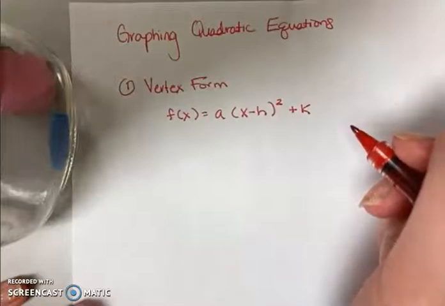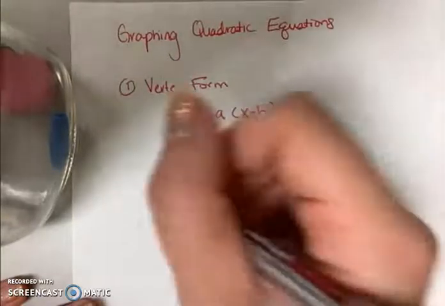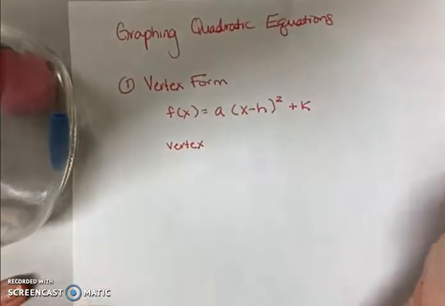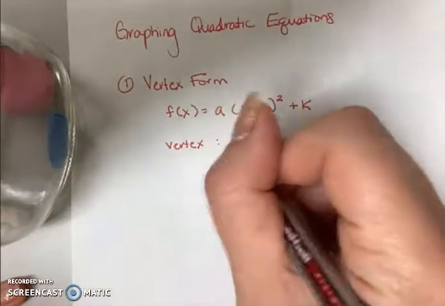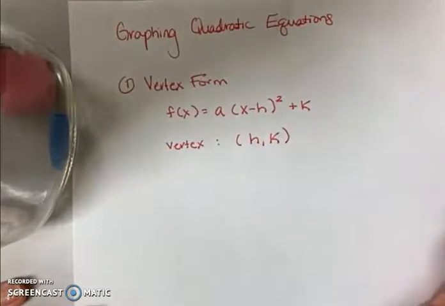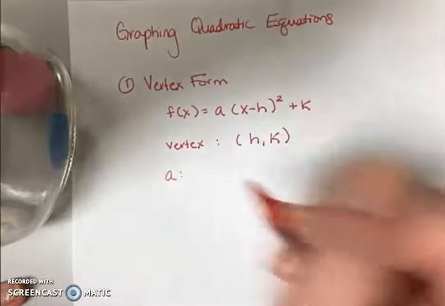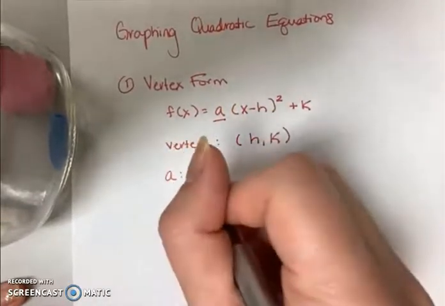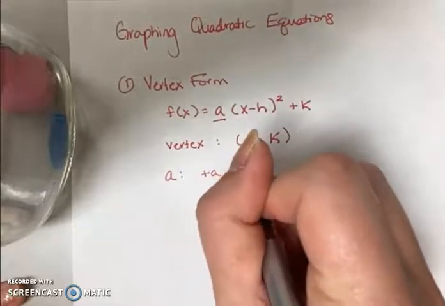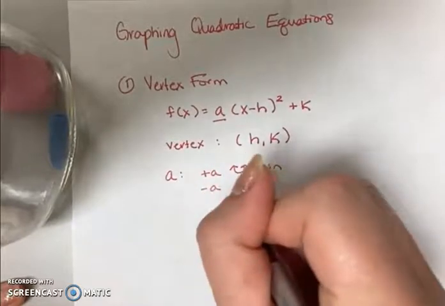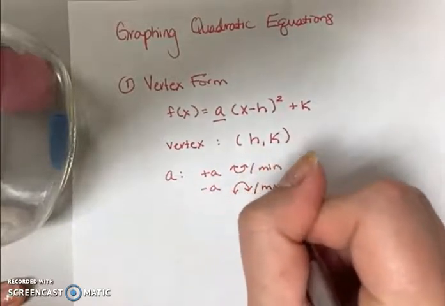It's called vertex form because we can easily identify the vertex given the equation. The vertex has the coordinates (h, k). Also, we're able to determine some information using the a value. If a is positive, it's going to open up or have a minimum. If a is negative, it will open down or have a maximum.